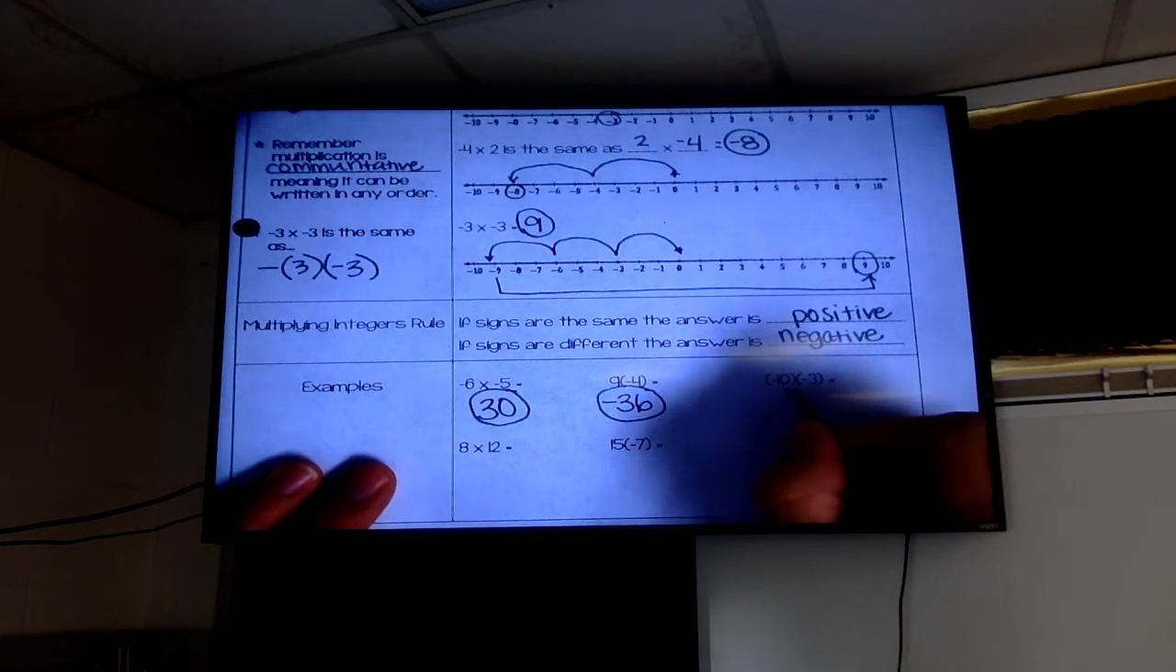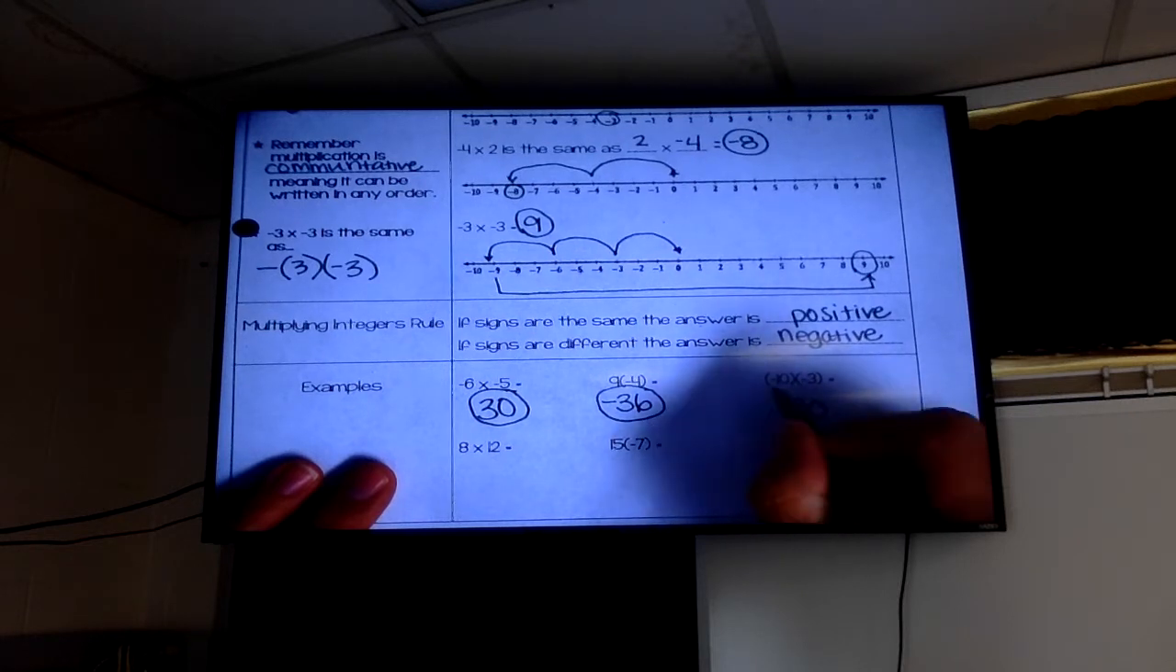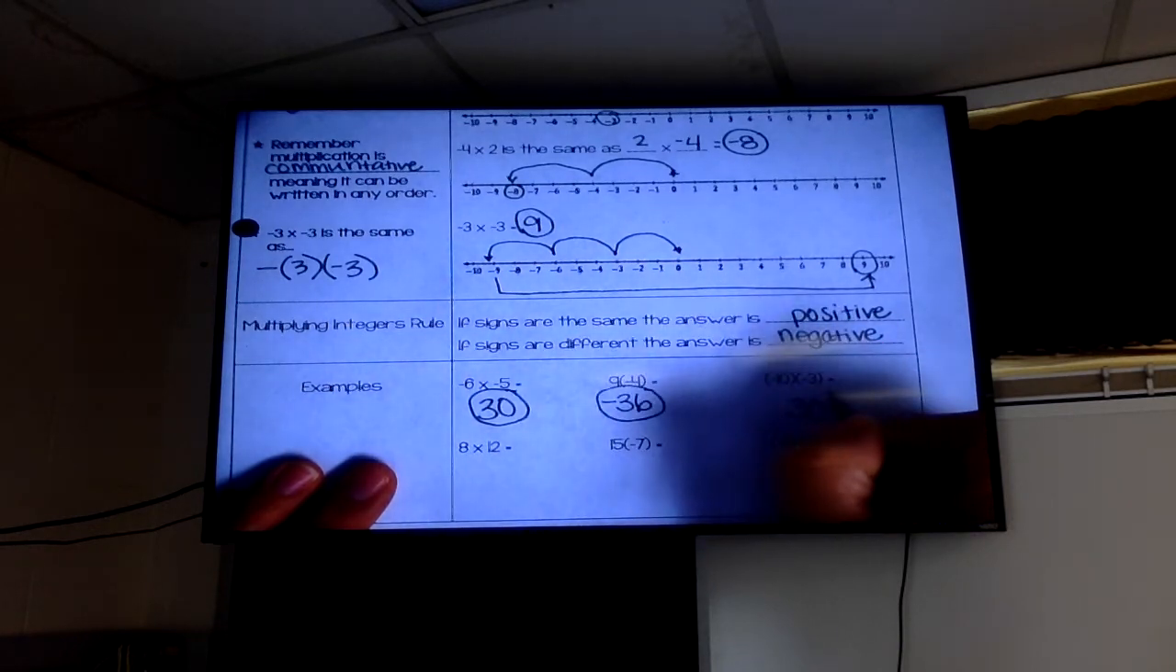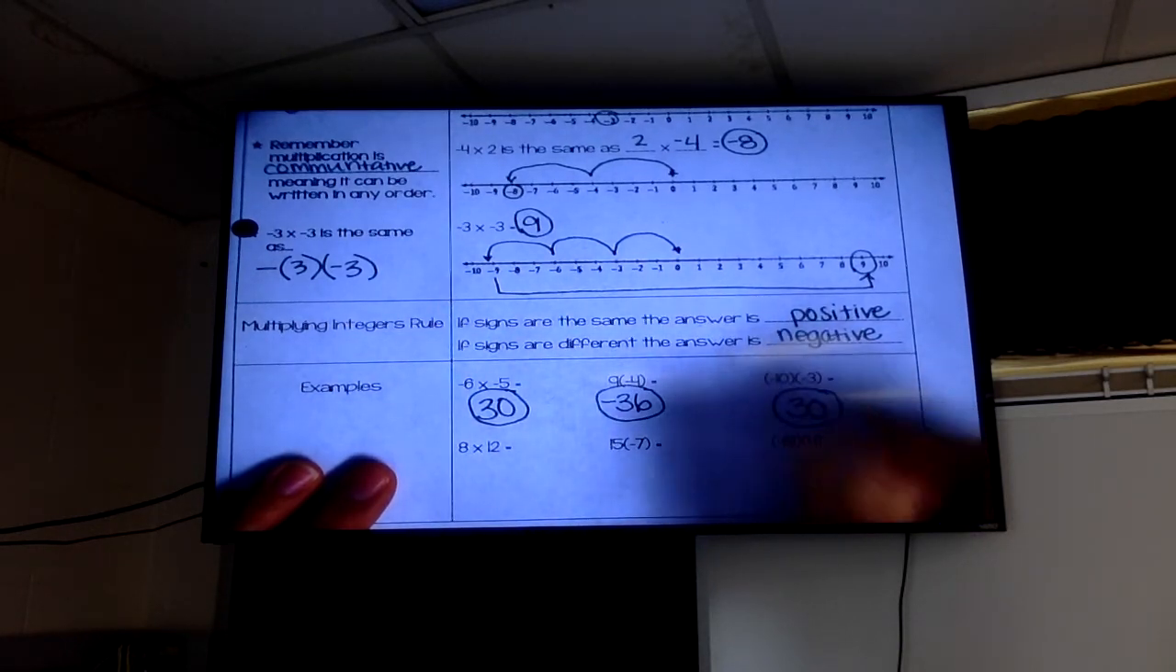Negative 10 times negative 3. My signs: 10 times 3 is 30. My signs are the same. Signs are the same, so my answer is positive. So my answer is positive 30.